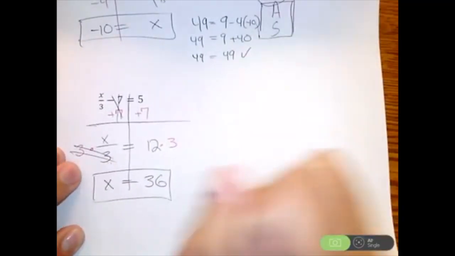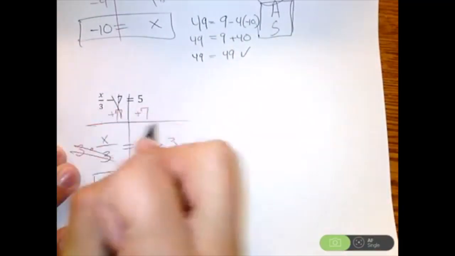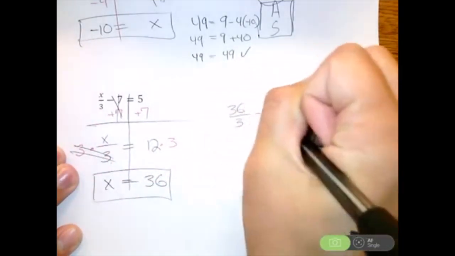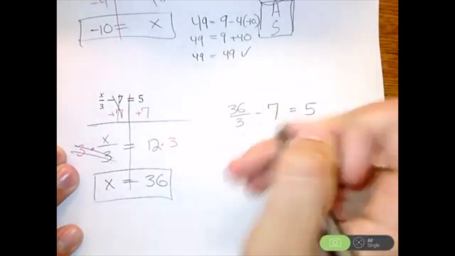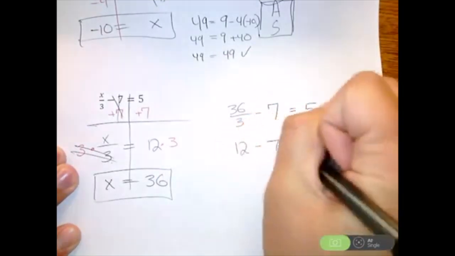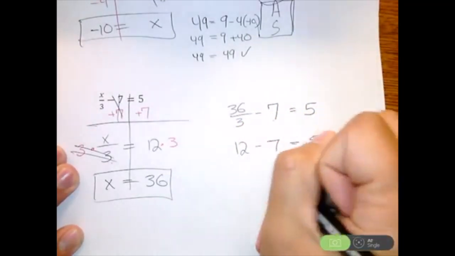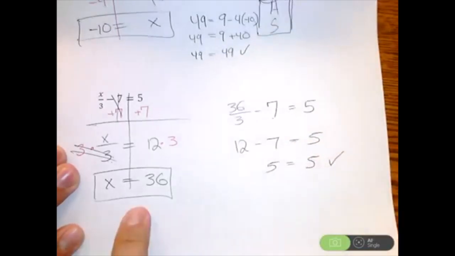As always, we would like to check our work. So I'm going to take this 36, plug it in for x, and see if the left side equals the right side. So 36 divided by 3 minus 7 equals 5. 36 divided by 3 is 12. Didn't touch the minus 7, didn't touch the 5. 12 minus 7 is 5. 5 does in fact equal 5.